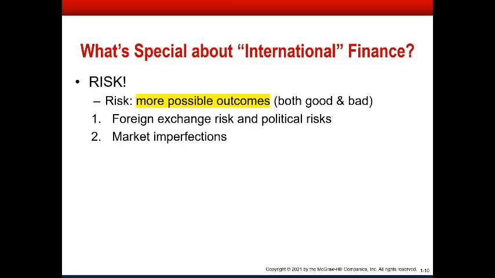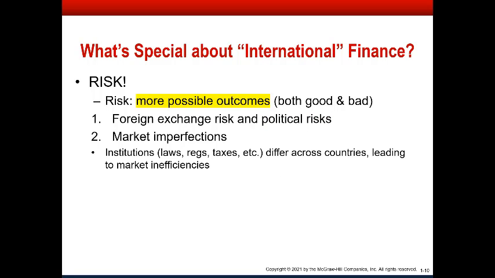Okay, market imperfections. I'm not going to talk a whole lot about this, but it basically refers to markets not working as well, largely due to different institutions in different countries. That would refer to the laws, regulations, taxes, corporate structures, and that creates these frictions where things don't work out smoothly like they might within one country with one set of laws and regulations.